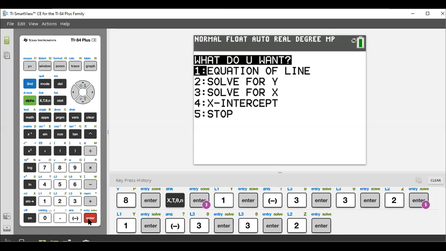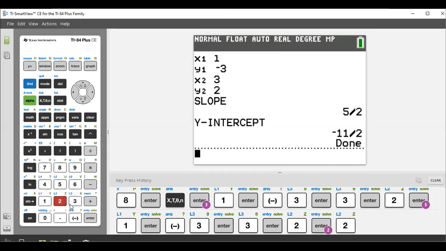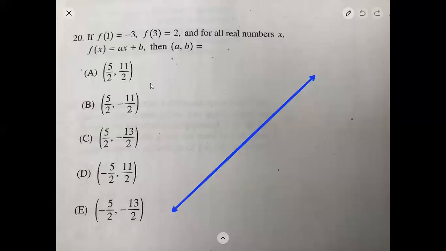We want the equation. We want it in the fractional form. So it tells us that the slope is 5/2. And the y-intercept is a negative 11/2. So if we go back to the exam, that would be choice B. Okay, so I think that's it.